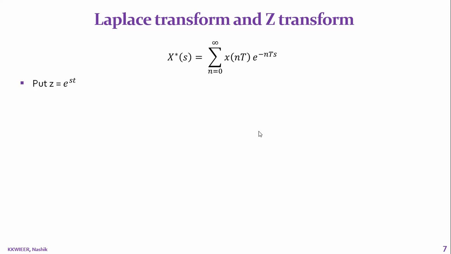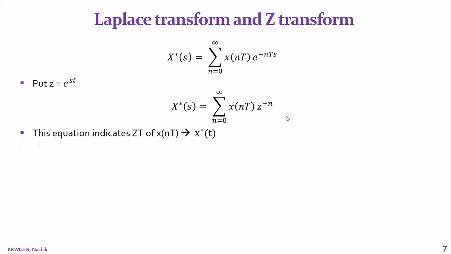Now putting z equal to e raised to sT in the above equation, instead of e raised to sT, we are going to substitute z. How will it look? X of nT will remain as it is, z raised to minus n, because you are going to replace this e raised to Ts by z. So this is nothing but the Z transform of x conjugate t, right? So how can you compare that? Z transform of x conjugate t will be equal to x of z, which is given by this above expression.